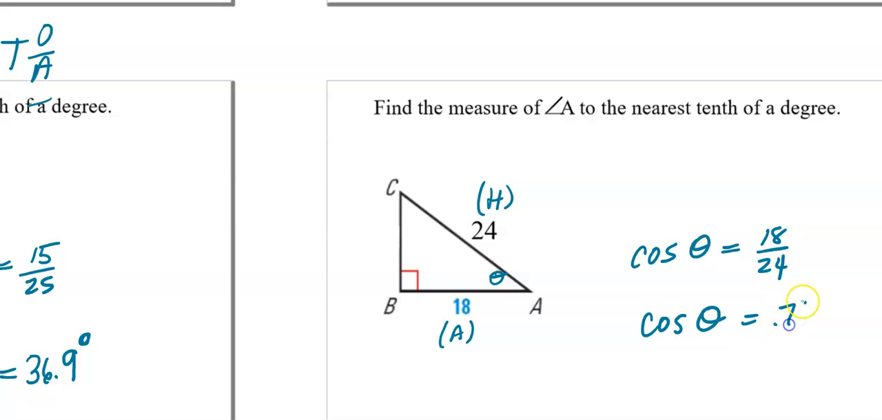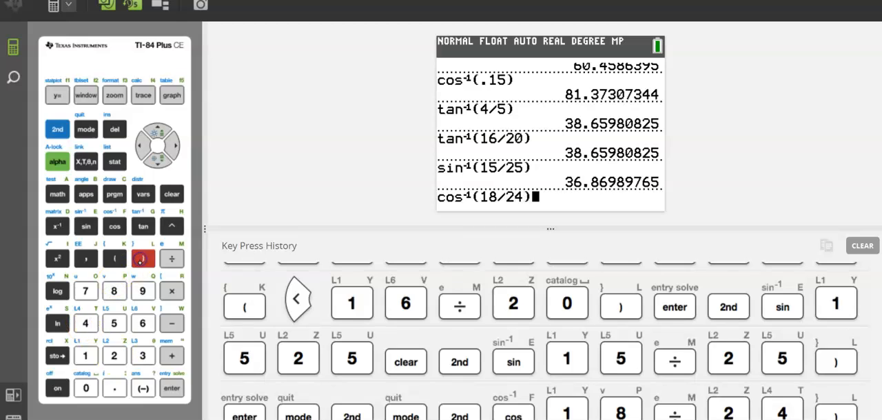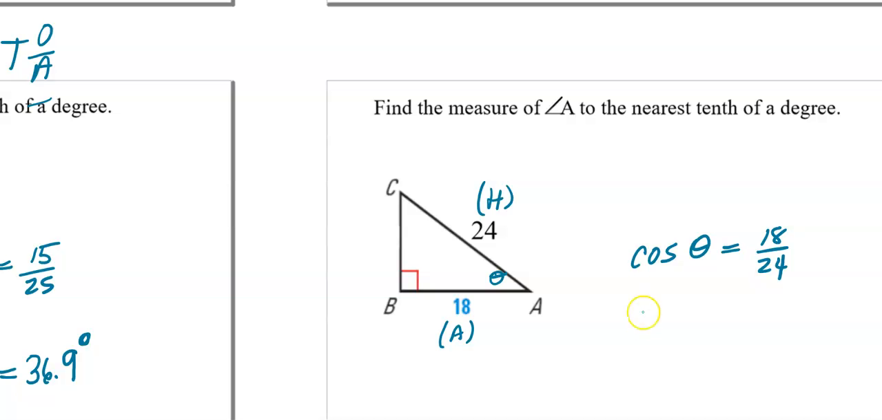The only problem with this is you don't want to ever round this. So that's why I really don't like that method. I literally just want you to put in 18 over 24. Second, the cosine inverse, 18 divided by 24, enter. If you're not getting these, your calculator's not in degrees. So theta equals 41.4 degrees.